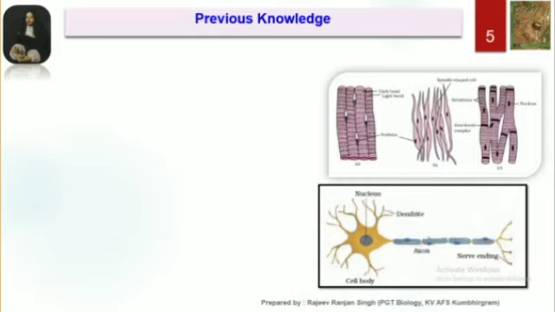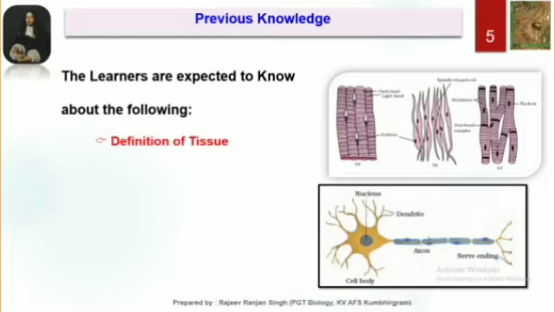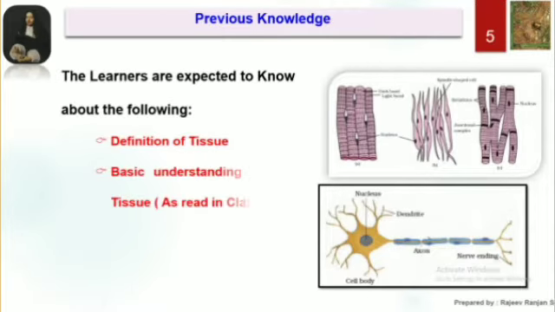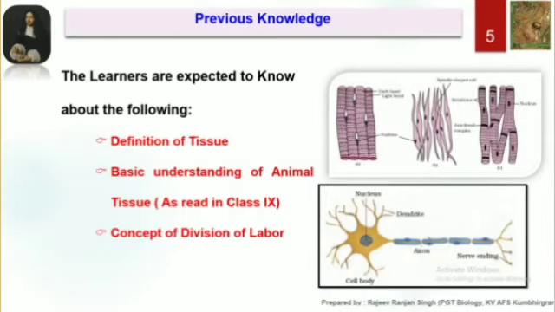What is expected from you to know before we start the chapter? You have all read this chapter in class 9th as well. So you are expected to know the definition of a tissue, the basic understanding of animal tissues as read in class 9th, and the concept of division of labor.